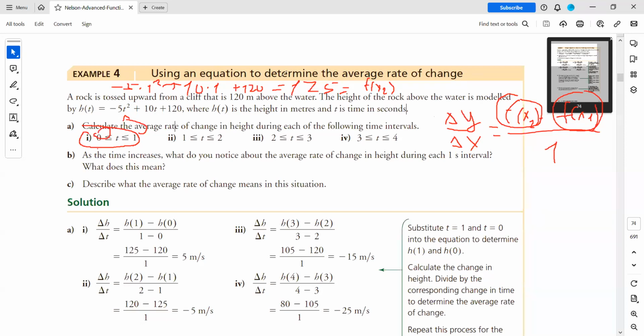f(x1), when t equals 0, is going to be the same, but I substitute 0 here. I'm going to get 0 here, 0 here, and I'm going to be left with 120. So f(x1) would be 120. Now I can substitute those values into my average rate of change formula. f(x2) is 125. Subtract f(x1), which is 120, gives me a difference of 5 meters. 5 divided by 1 gives me 5 meters per second. This is my average rate of change from 0 to 1 second. You can also see it down below here.